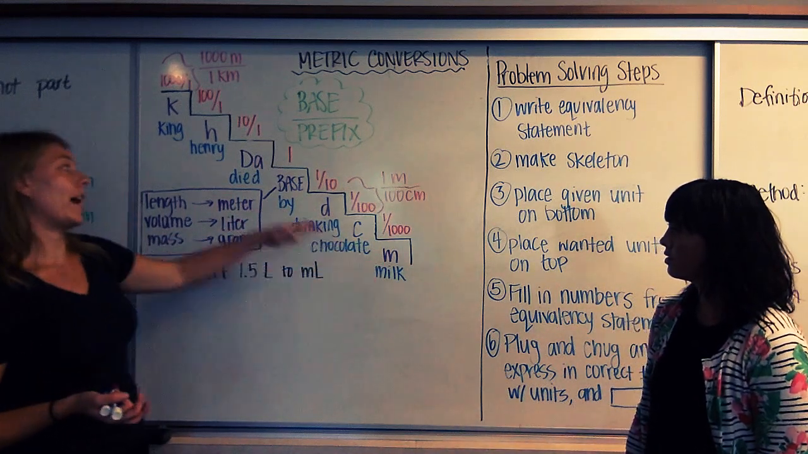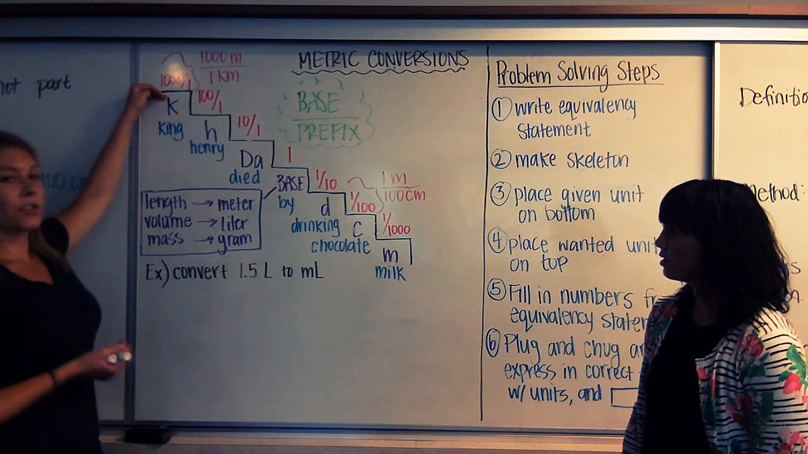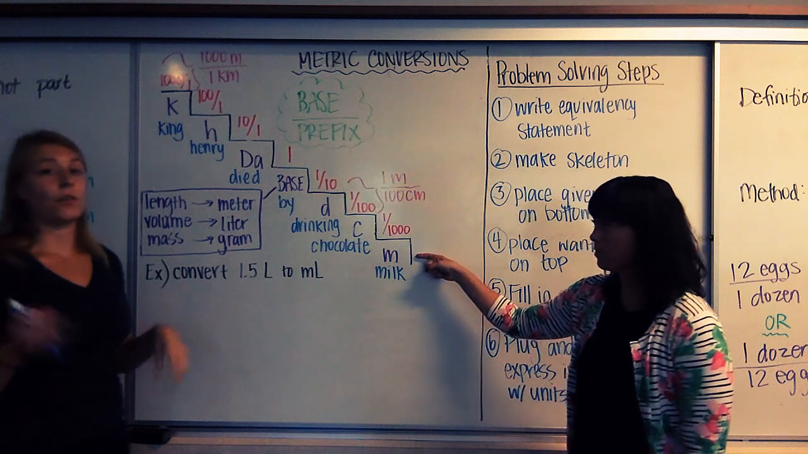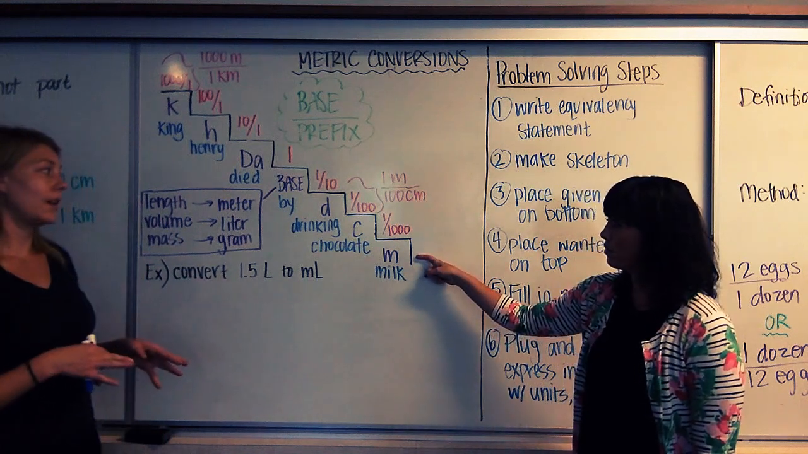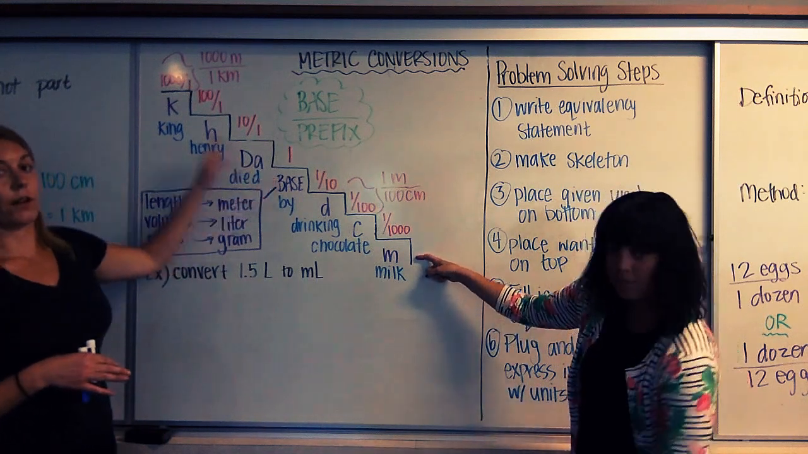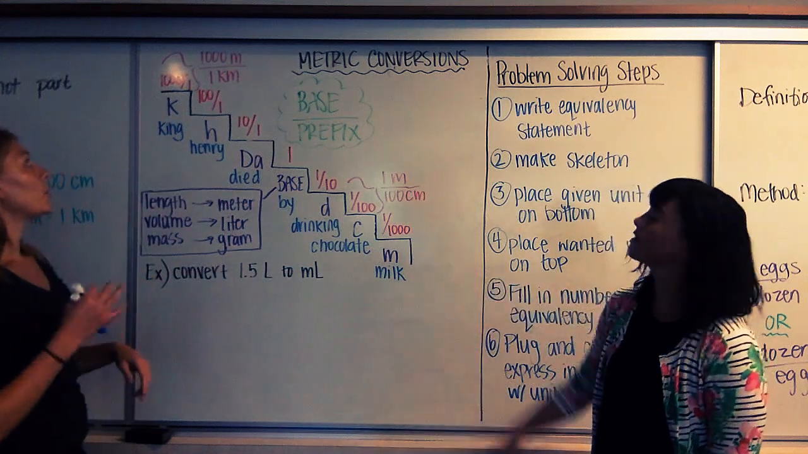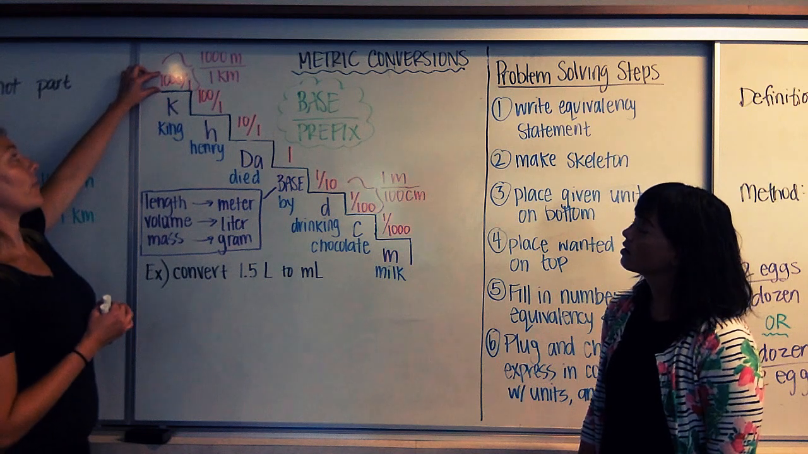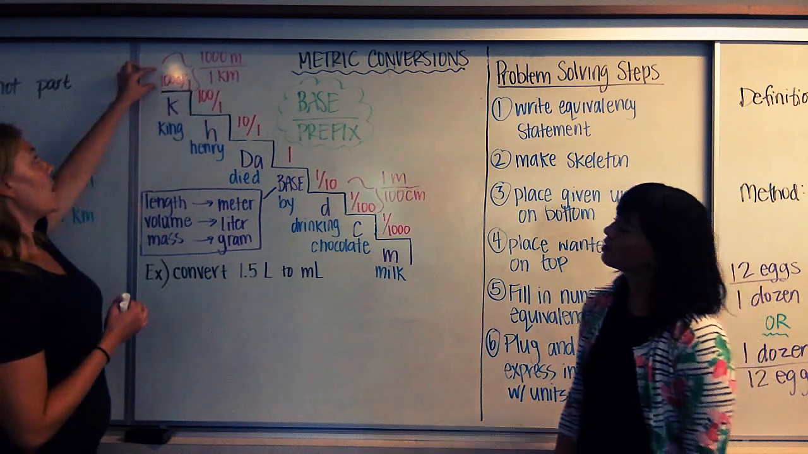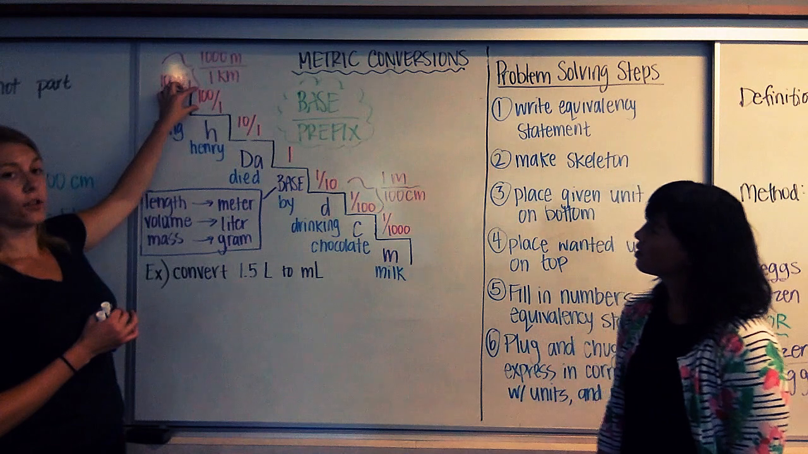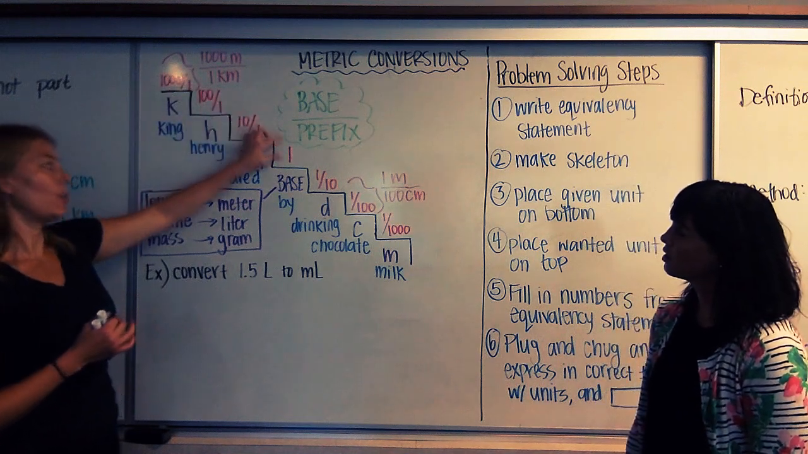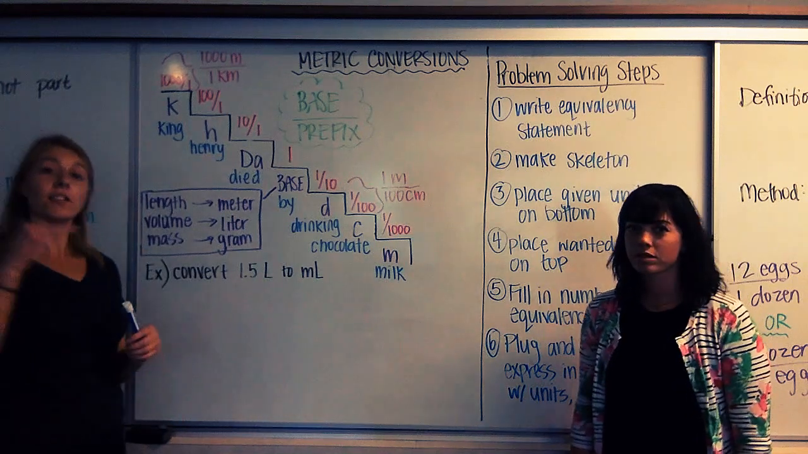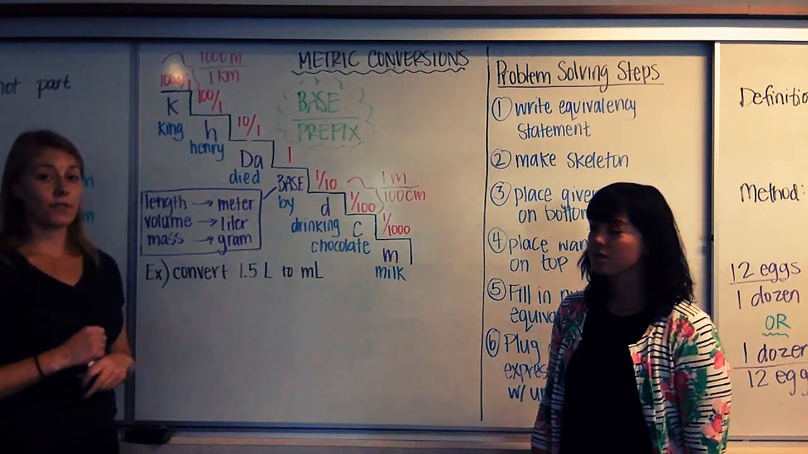A couple things to notice with how this is set up. Kilo is the largest unit, which is why it's at the top of the stairs. Milli is our smallest unit, which is why it's at the very bottom, all right? Base is obviously right in the middle of our mnemonic here. When you're looking at this, we can see our equivalency statement from the values that we give here. 1,000 over 1, 100 over 1, 10, 1, 1 over 10, 1 over 100, 1 over 1,000. You can see that each step is changing by a factor of 10.